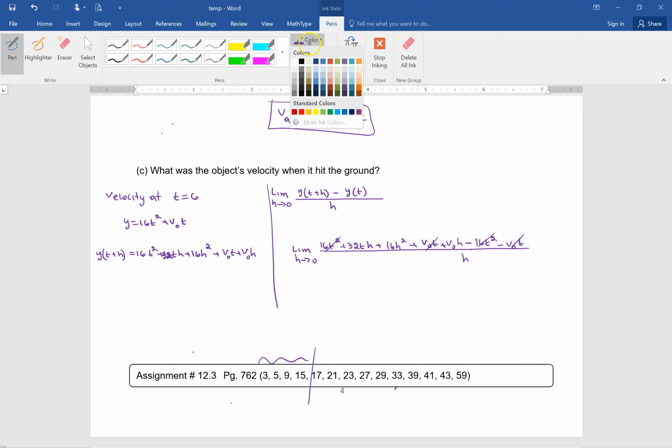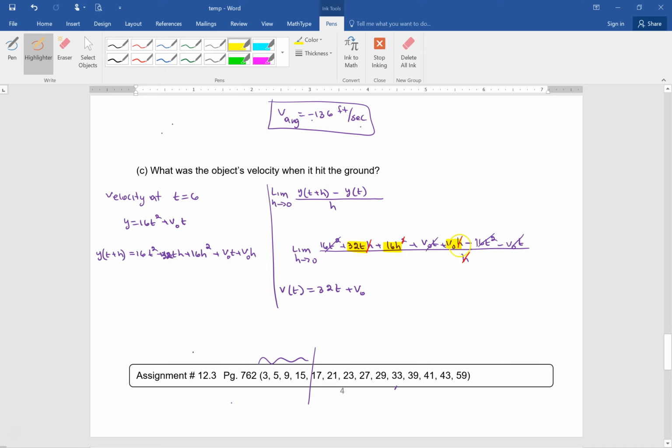And if I can cancel out an h, the limit as h approaches 0, so v of t is going to be 32t plus v naught. Because the h is going to be 0. So what I have left is the 32t and the v naught. So that's what I have.